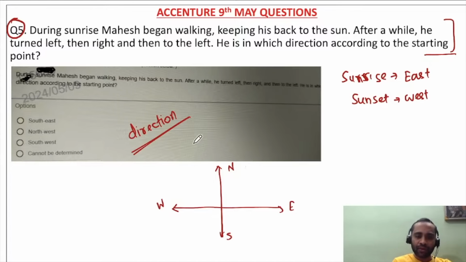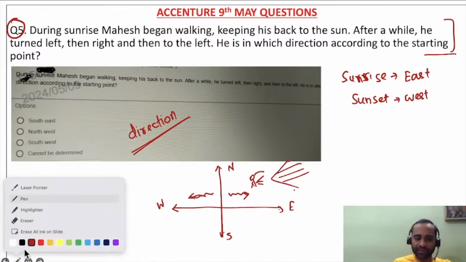Now, sunrise happens in the east, but this particular person is walking keeping his back to the sun. See, if he keeps his face to the sun, that means he is going east. If a person is there, and he is keeping his front right towards the sun, that means he is going in the east direction. Now his back is in the direction of the sun.